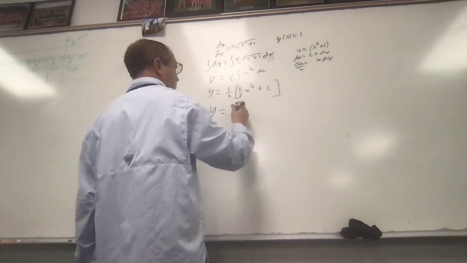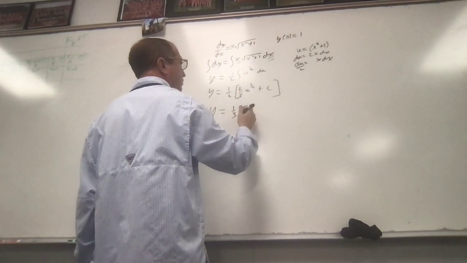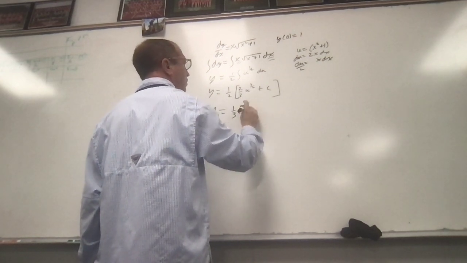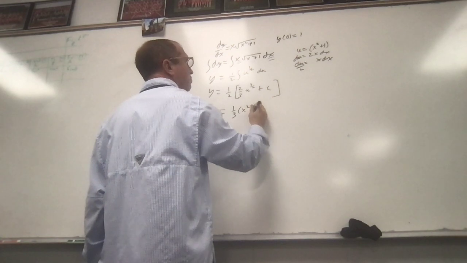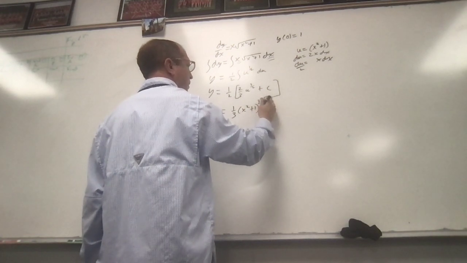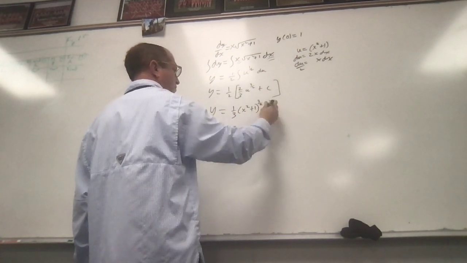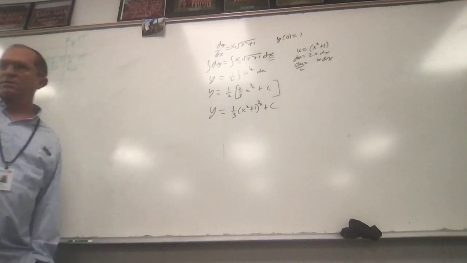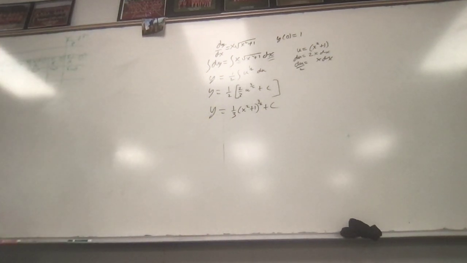All right, 1/2 times 2/3 is 1/3. And this becomes x squared plus 1 to the 3/2 power. And then what's 1/2 times c? Still just c, right? Because a half a constant's a constant. And that is my solution.